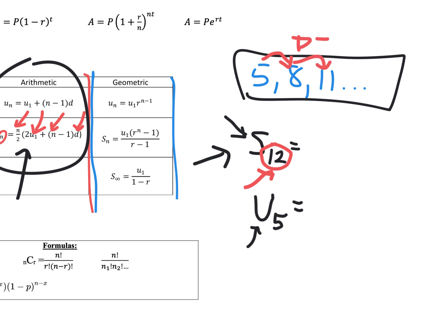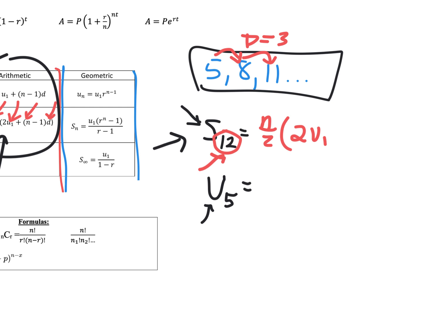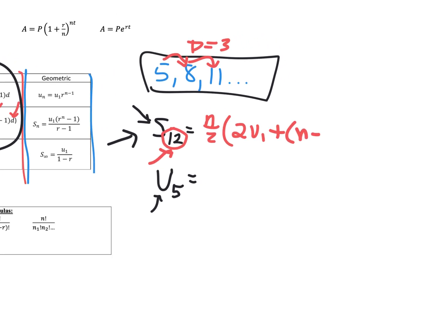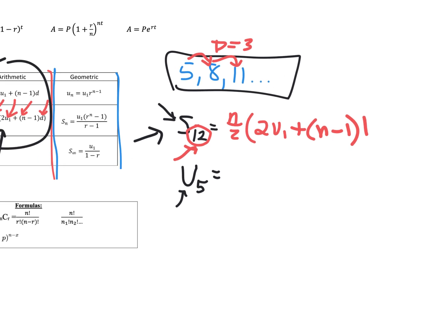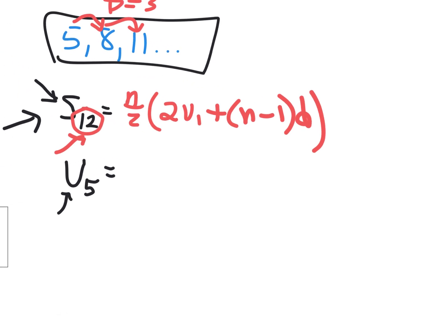So D is 3. So right now, I would like you to copy down this formula. N over 2. You can just copy it with me if you want. 2U1 plus parenthesis N minus 1 parenthesis D. Now you may recall that sometimes we'd move that D to the front, but it doesn't matter if you put parentheses around it. You really should have a parenthesis around each of these little variables.